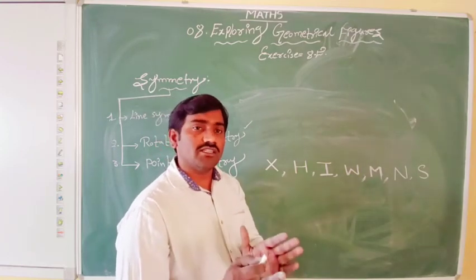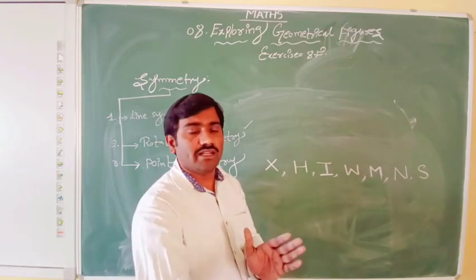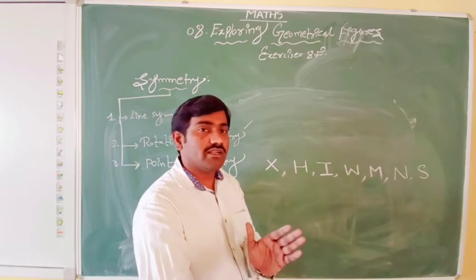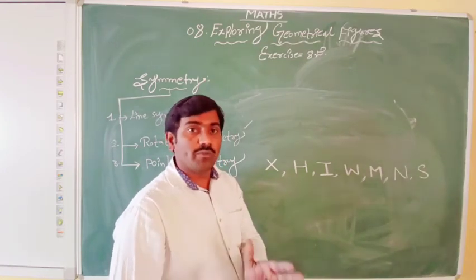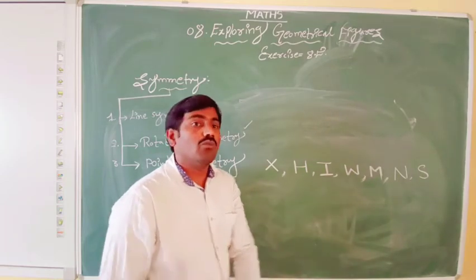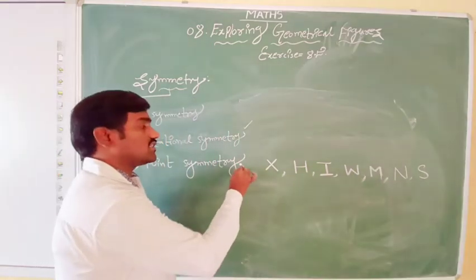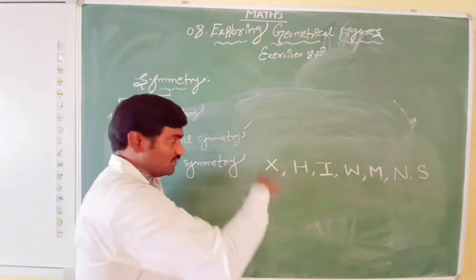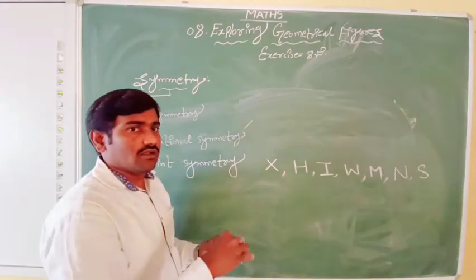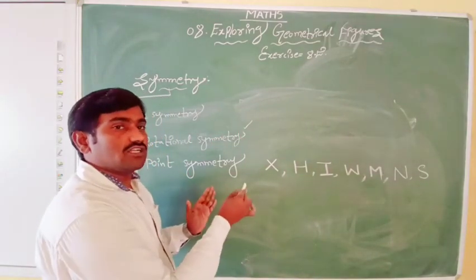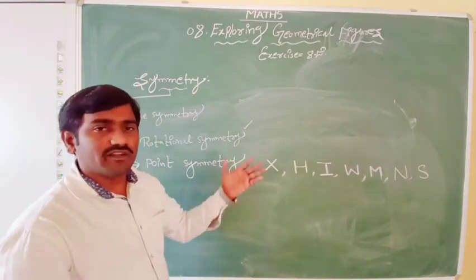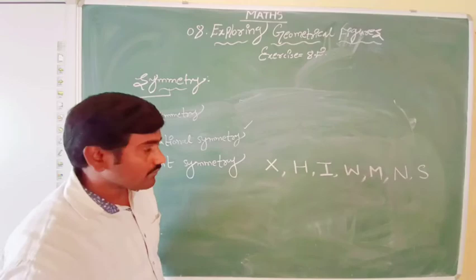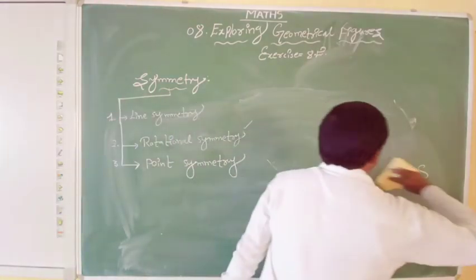Sometimes point symmetries may have axes of symmetry. Sometimes a point symmetry may not have an axis of symmetry. It is not necessary that there should be an axis of symmetry, that means line symmetry. There is no rule for point symmetry that it should or should not have an axis of symmetry. It depends on the figure. Then the next thing we need to discuss.